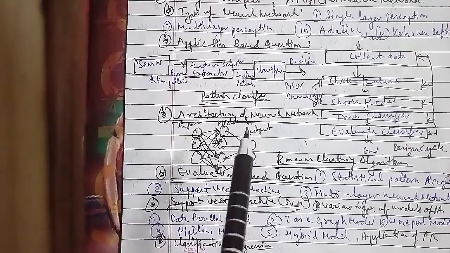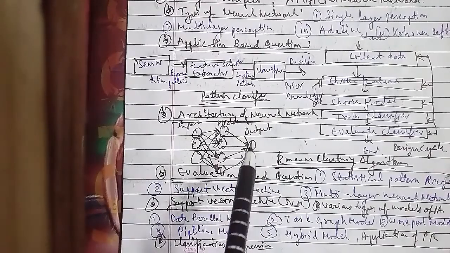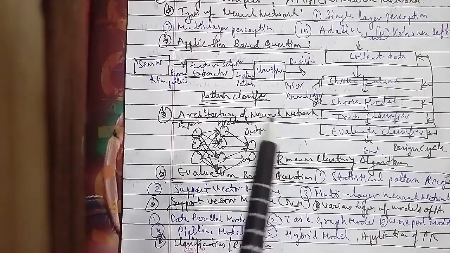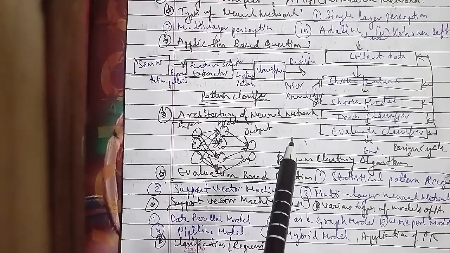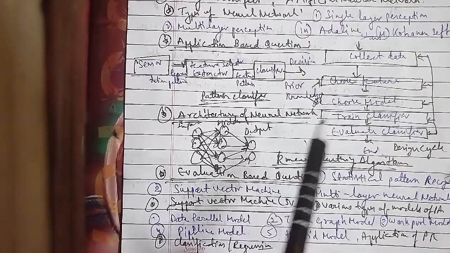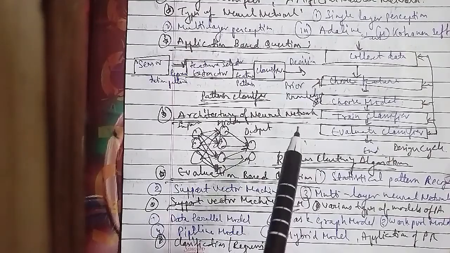The next question is, what are the design principles of a pattern recognition system. The design principles of a pattern recognition system are the statistical approach and the syntactic approach as well. Now we'll go ahead with another one: write down the activities used to design a pattern recognition system.